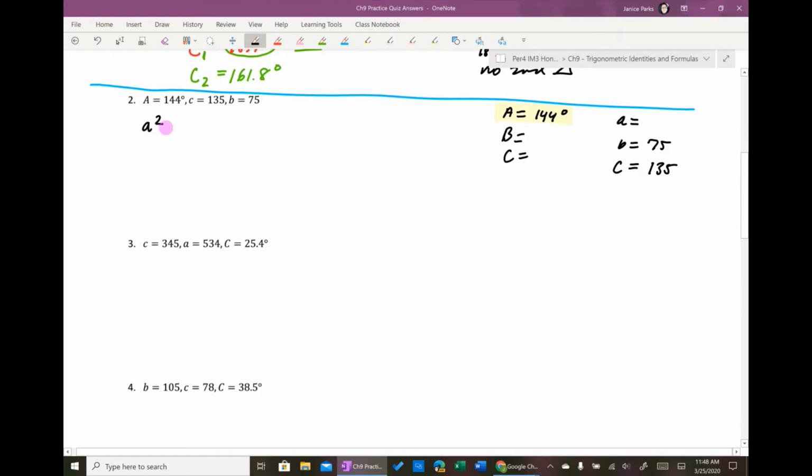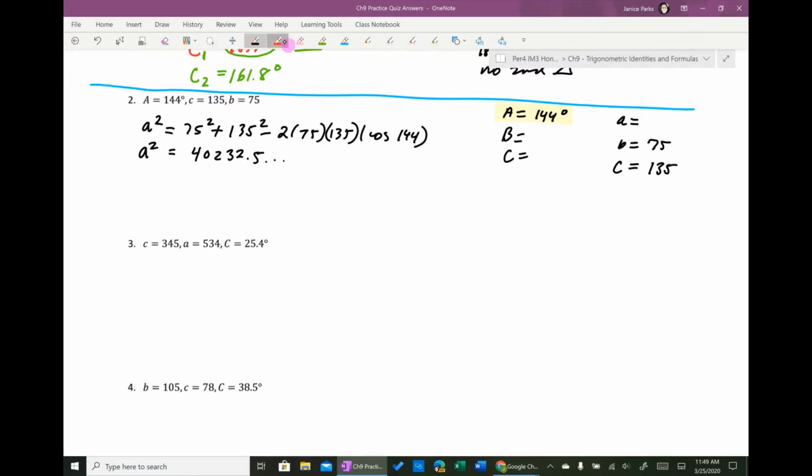So we will have A squared equals 75 squared plus 135 squared minus 2 times 75 times 135 times cosine of 144. If you multiply all that out together, you're going to get 40,232.5. And then you're going to take the square root of that, and you're going to get 200.6. Okay, so that's the A value.